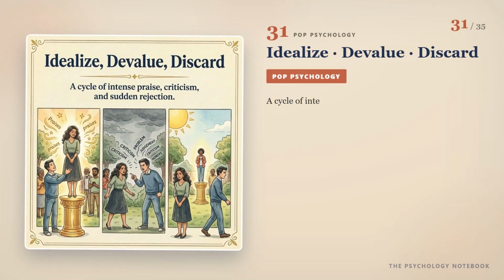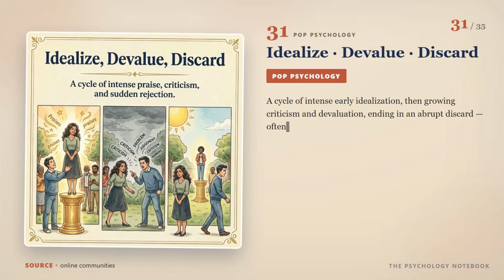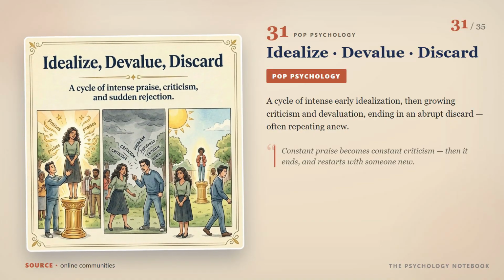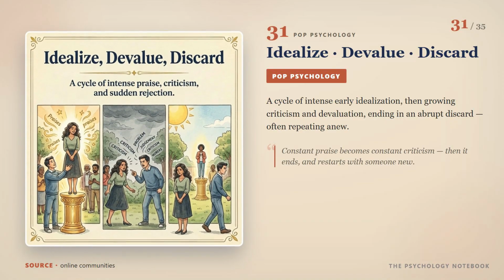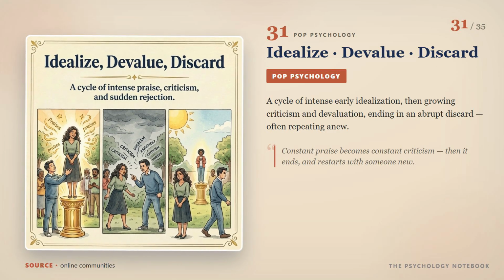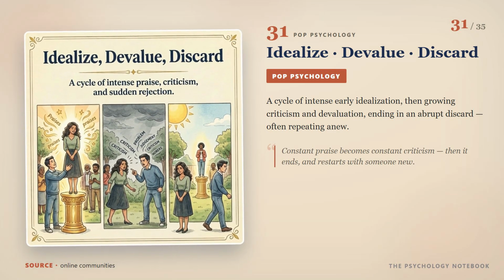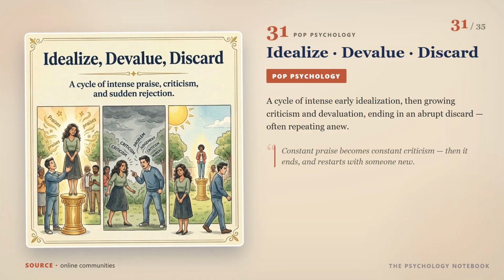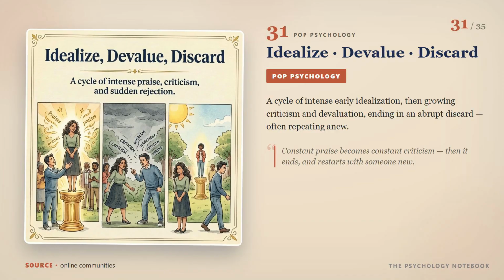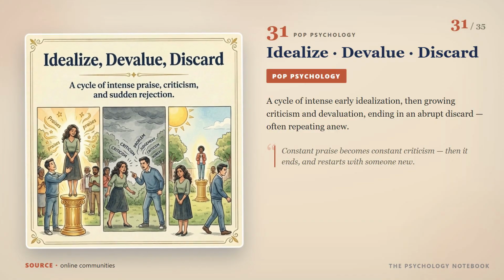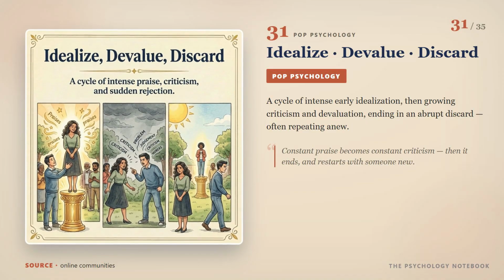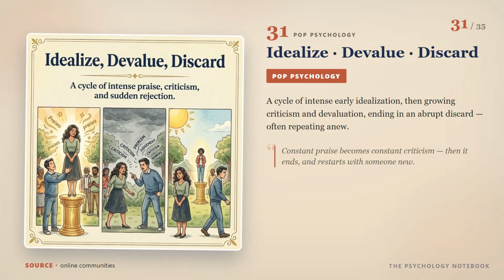31. Idolize, devalue, discard. Next is the idolize, devalue, and discard pattern. It begins with intense praise. You are placed on a pedestal and treated as if you can do no wrong. Then the praise shifts into criticism. Finally, the relationship may end abruptly, or the person may move on to someone new. This label is often connected to personality disorders online, but the pattern by itself cannot diagnose a person or a condition.